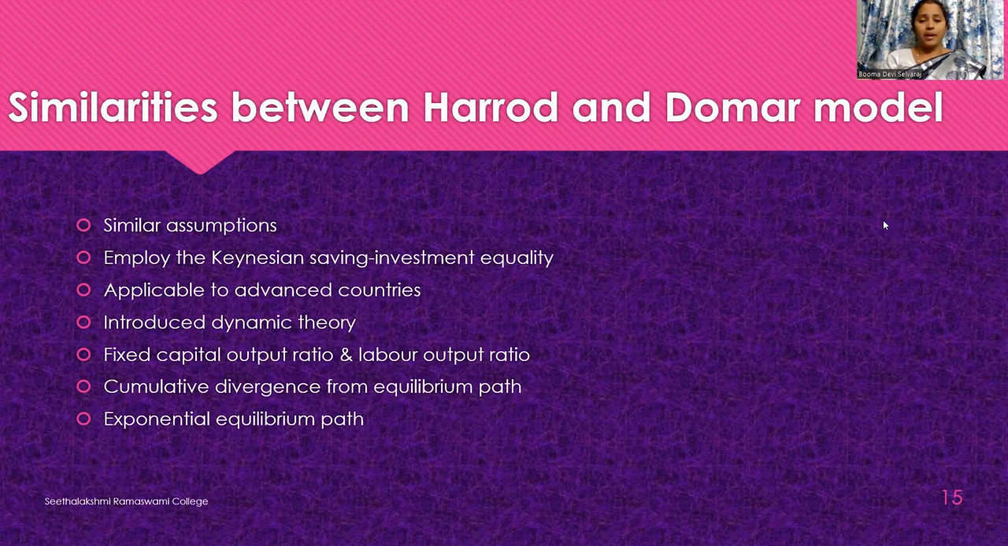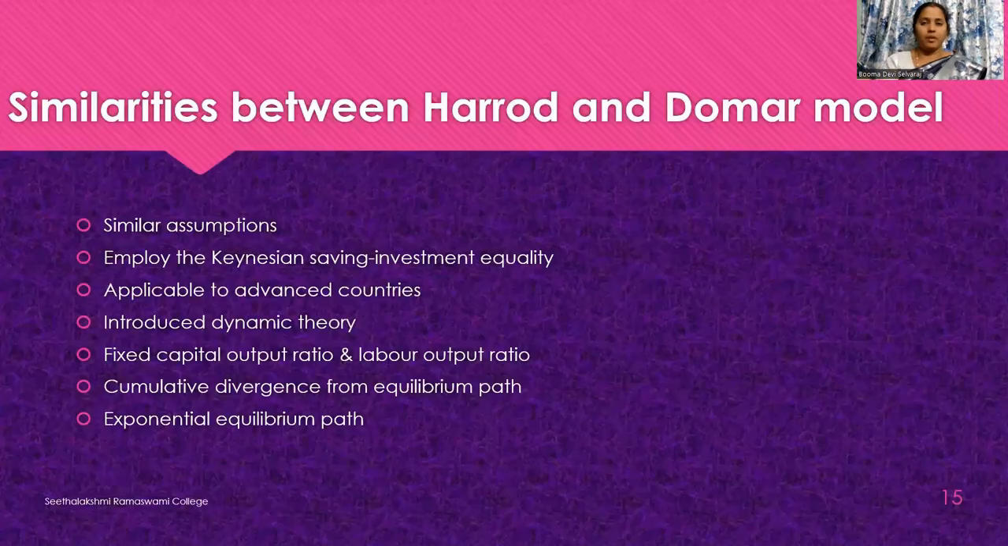Let us now compare the HARROD and DOMAR models of growth. First, we are going to see the similarities of the HARROD and DOMAR models. The first similarity is both the models are based on similar assumptions. The second similarity is both the models employ the initial saving-investment equality as the condition for steady growth. Third, both the models explain that capital is plenty. It is applicable for the advanced countries.